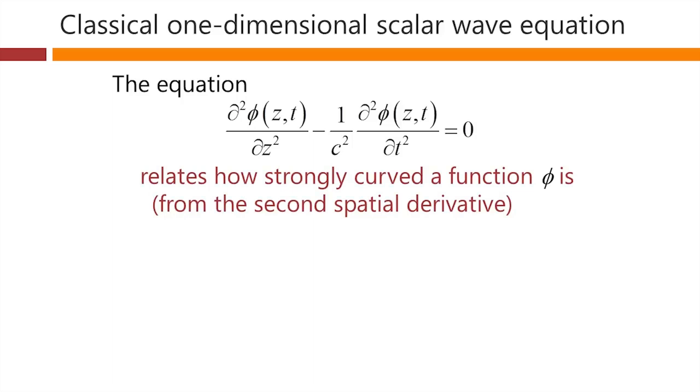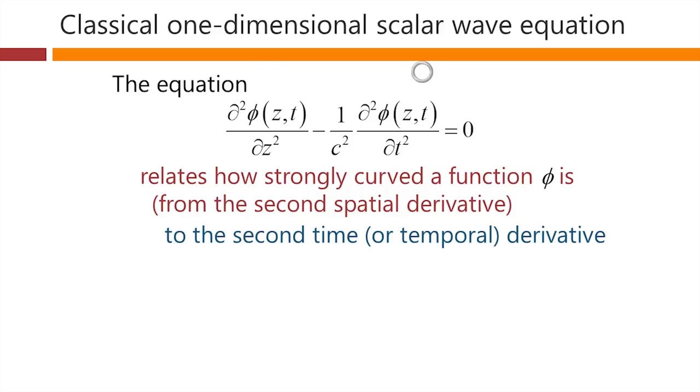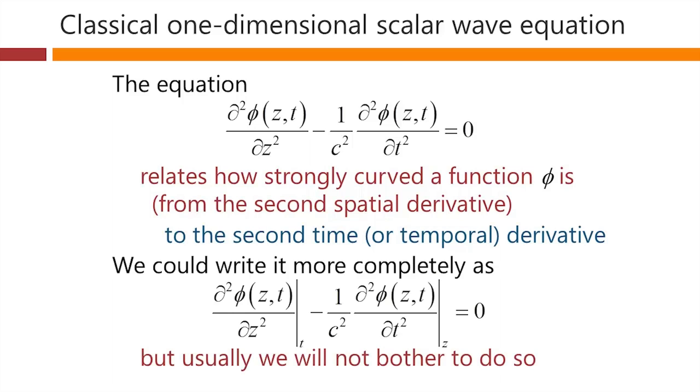This relates how strongly curved a function is in space, how strongly curved phi is here, to the second derivative in time, or the second temporal derivative. We could write this more completely, specifying that this derivative here is taken with constant time, and this one here is taken with constant position. But again, usually that's fairly obvious, so we will not bother to use that more complete notation.